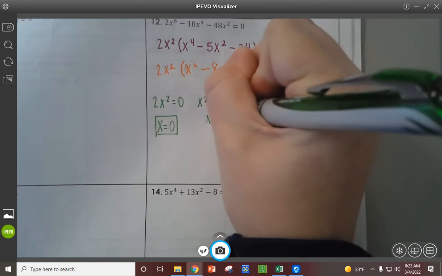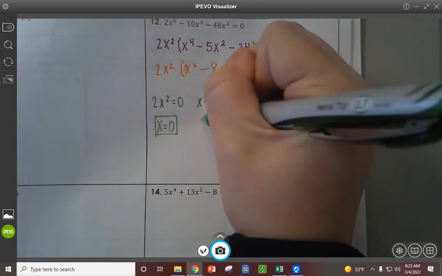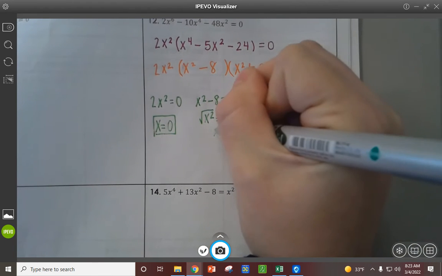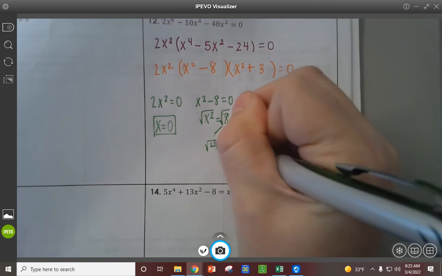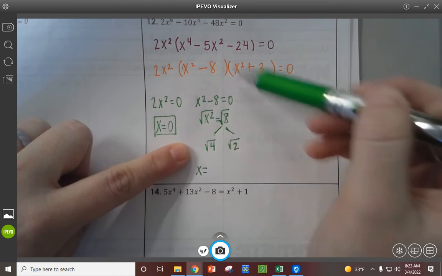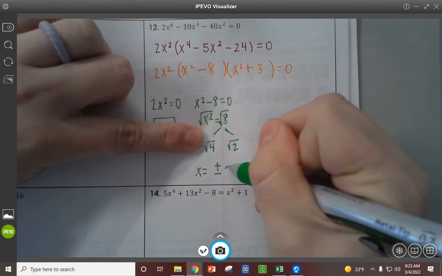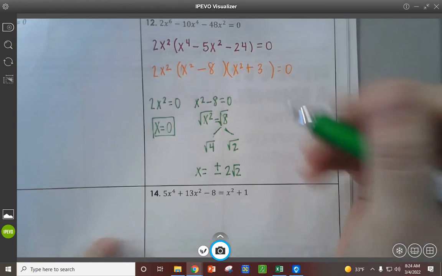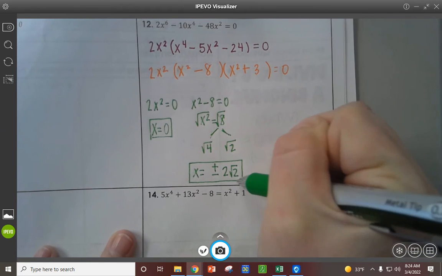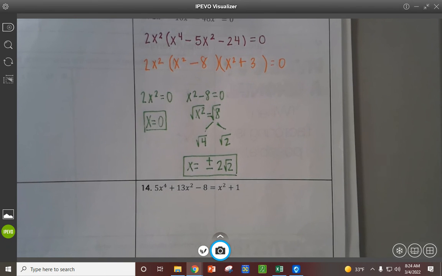If we add 8, we get x squared equals 8. Then what do I do? Take the square root, which means I'm going to have to break down the 8. What perfect square goes into 8? 4 and 2. Anytime that you take the square root on these problems, you have to put the plus or minus. So x equals plus or minus. This is 2. The square root of 4 is 2. And then the square root of 2 doesn't change. Questions on that?